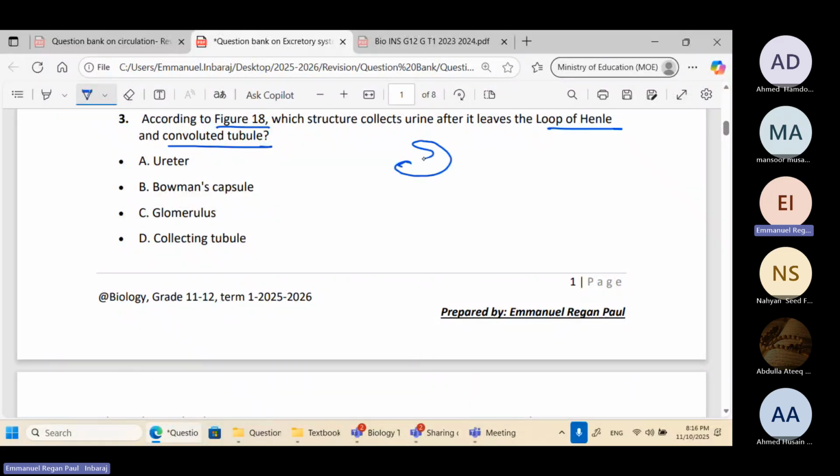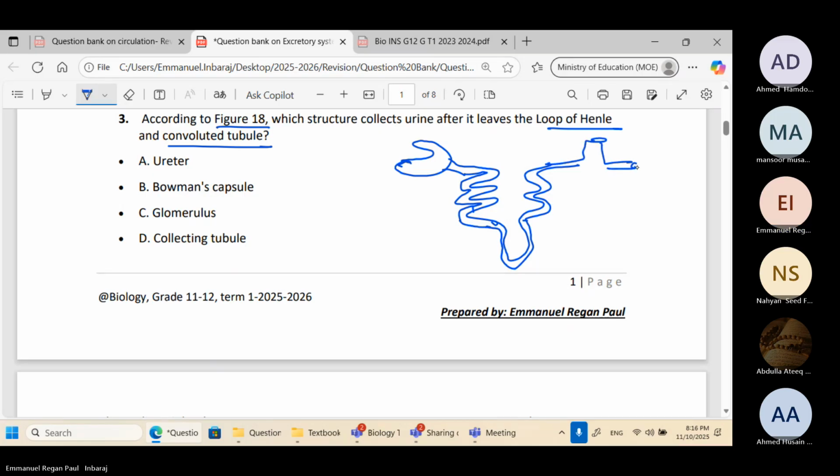See, this is the Bowman's capsule. From after the Bowman's capsule, you can find coil tubes this way. And then you can find a tube like this down, and again a coil tube, and then you will have the collecting duct. Okay, so this is the Bowman's capsule. This is the convoluted tubule.